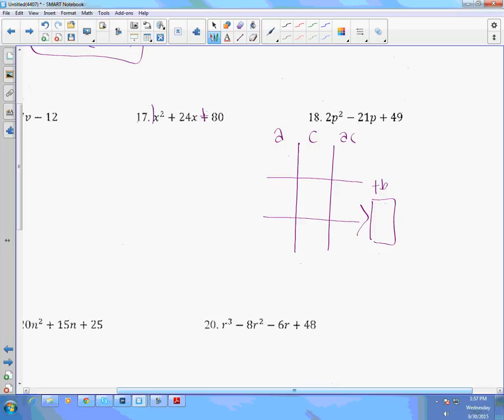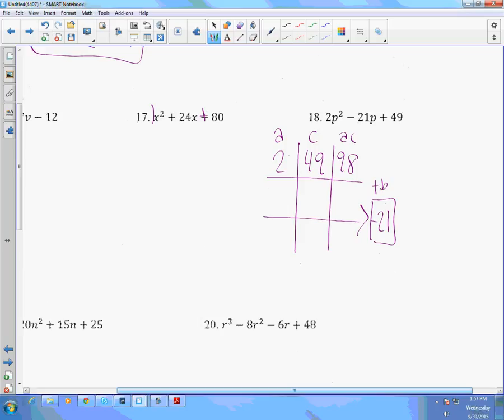Okay, along the top row, what do you have along the top row? 2 times 49, 98. We have to add to negative 21. Always use the sign. So if you don't know what it is off the top of your head, then you grab your calculator and you divide. Since we're multiplying to a positive, either they're both positive or they're both negative. And we're adding to negative, so therefore both will have to be negative.